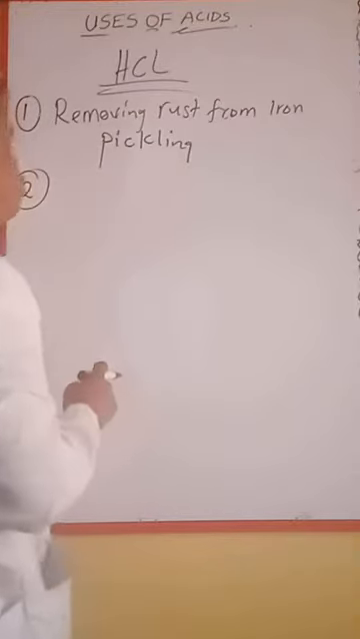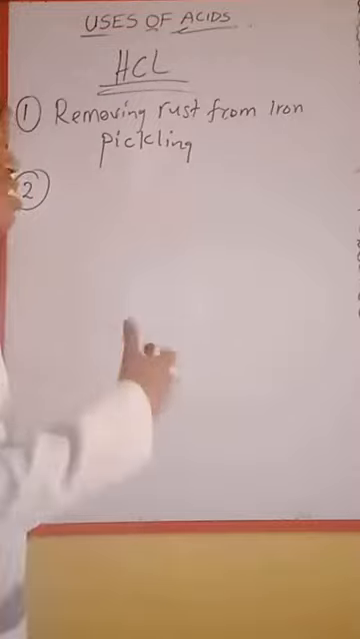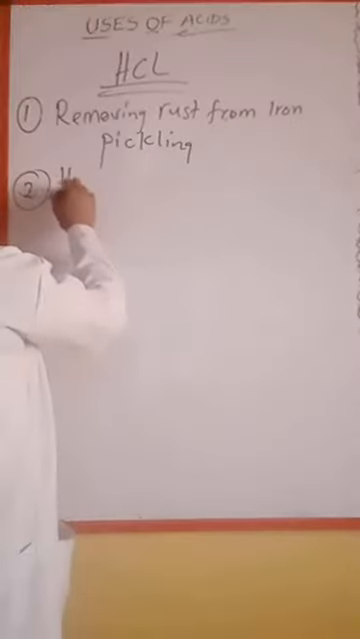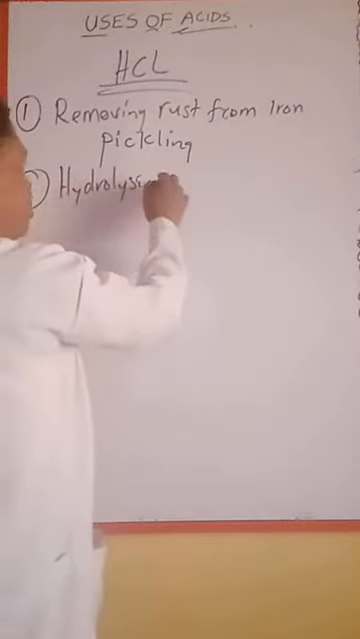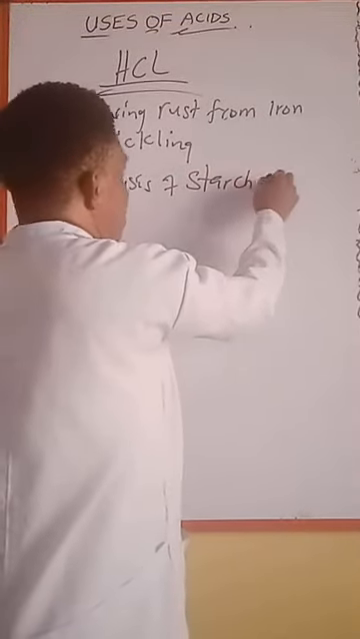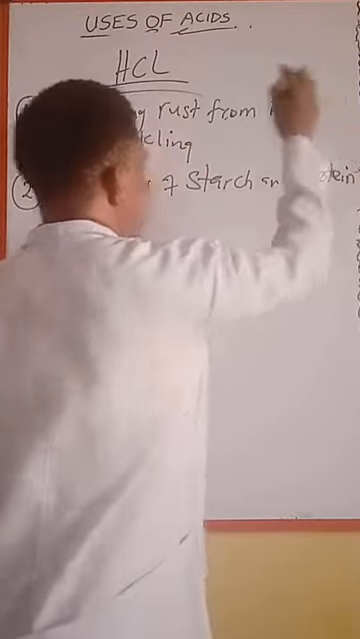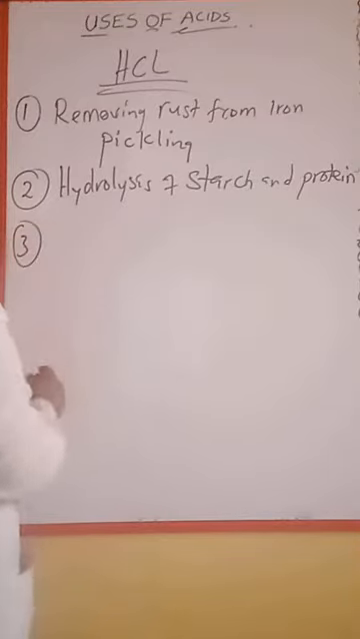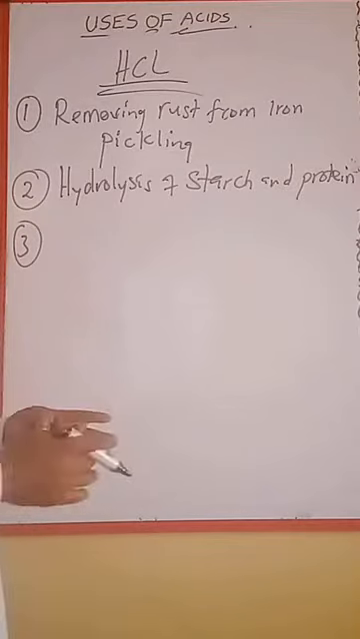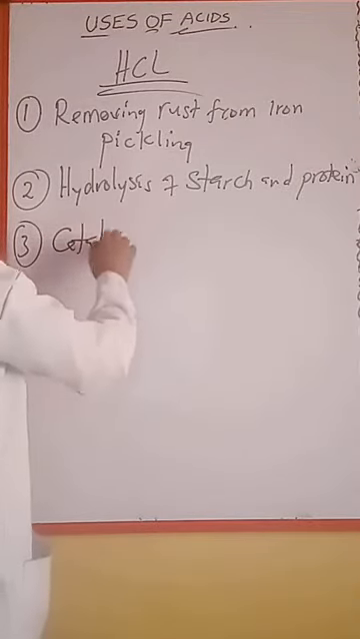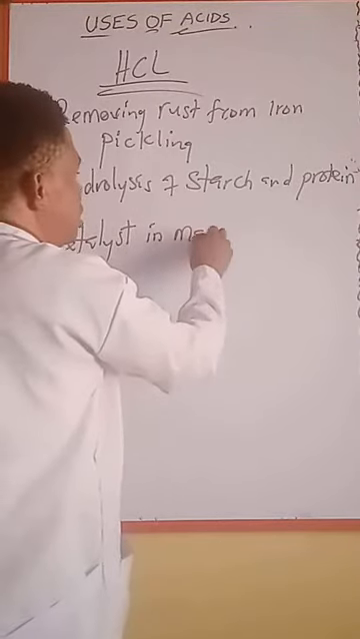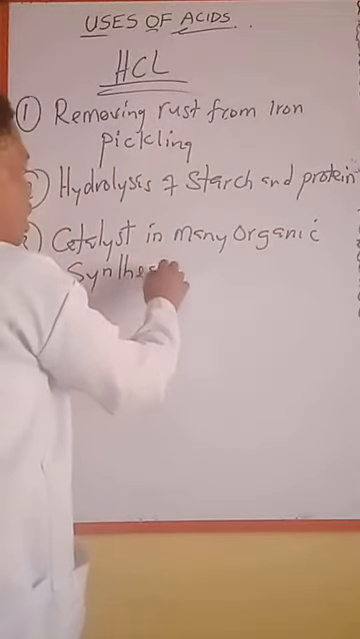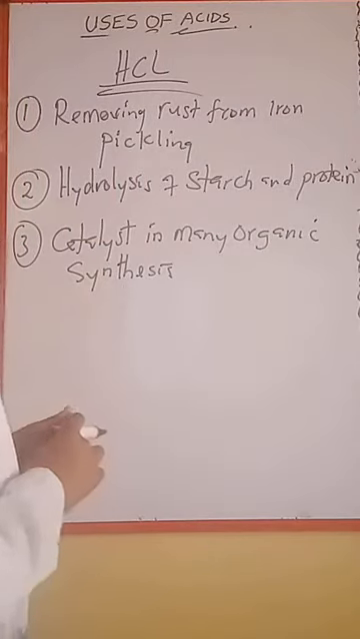Now, number two is hydrochloric acid is also used in the hydrolysis of starch and protein. That is to break complex sugar into simple ones. It's used in the hydrolysis of starch and protein. Number three, it is also used as catalyst in many organic synthesis.